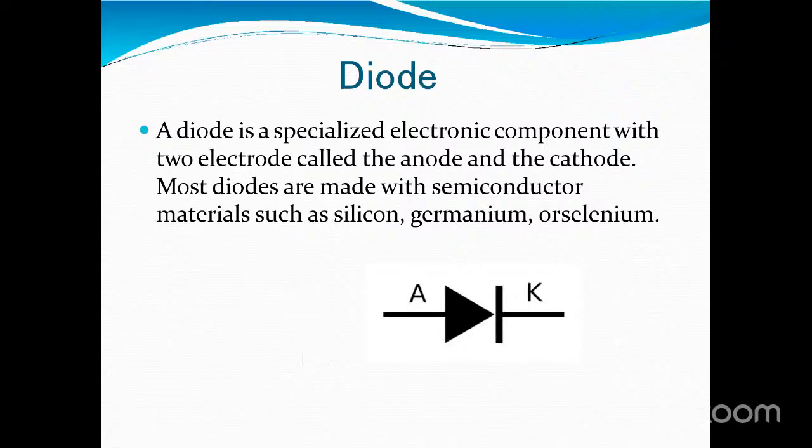A diode is a specialized electronic component with 2 electrodes, one positive and the other negative, that means anode and cathode. Most diodes are made of semiconductors, as we know, like silicon, germanium or selenium. So A means anode, K means cathode. The symbolic representation is given out.